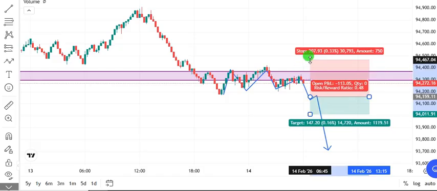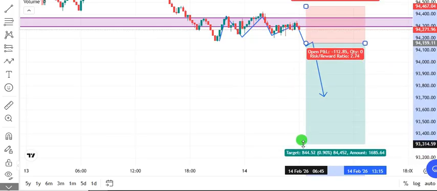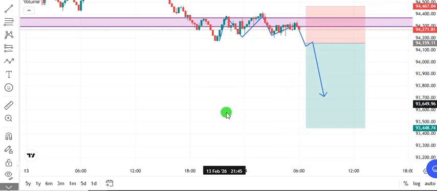So for the short, wait for it to actually close into this zone somewhere around here. Then put your stop loss above this, and take profit at a minimum of 1:2 risk to reward ratio. I think that's also clear enough.